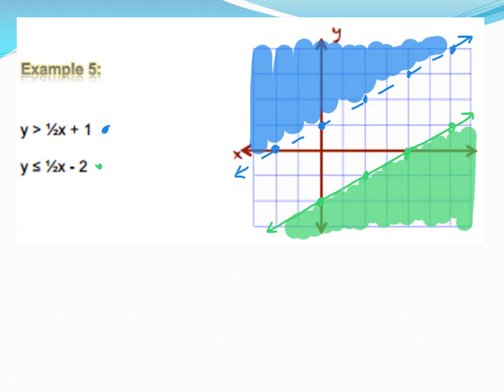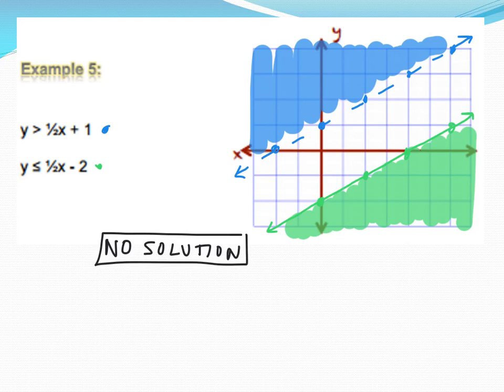However, in this one, notice how when you shade the regions, I shaded above here for greater than. This one was less than, so I shaded below. Notice the two regions don't overlap. So what does that mean? Remember, we want to find the overlapping regions for a solution, but they don't overlap, so that simply tells us no solution. Okay? So very similar to last section, however, we have to pay attention to the overlapping regions.